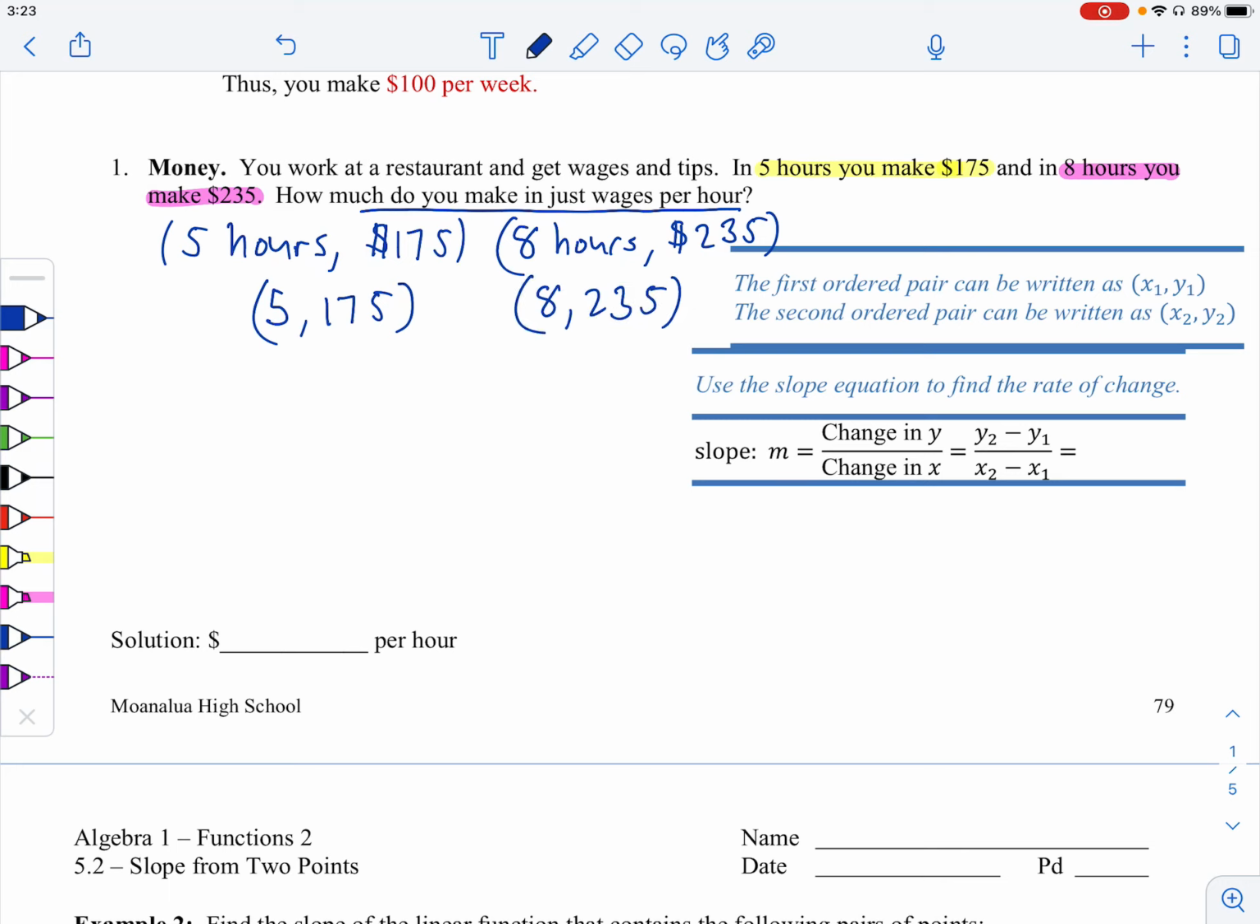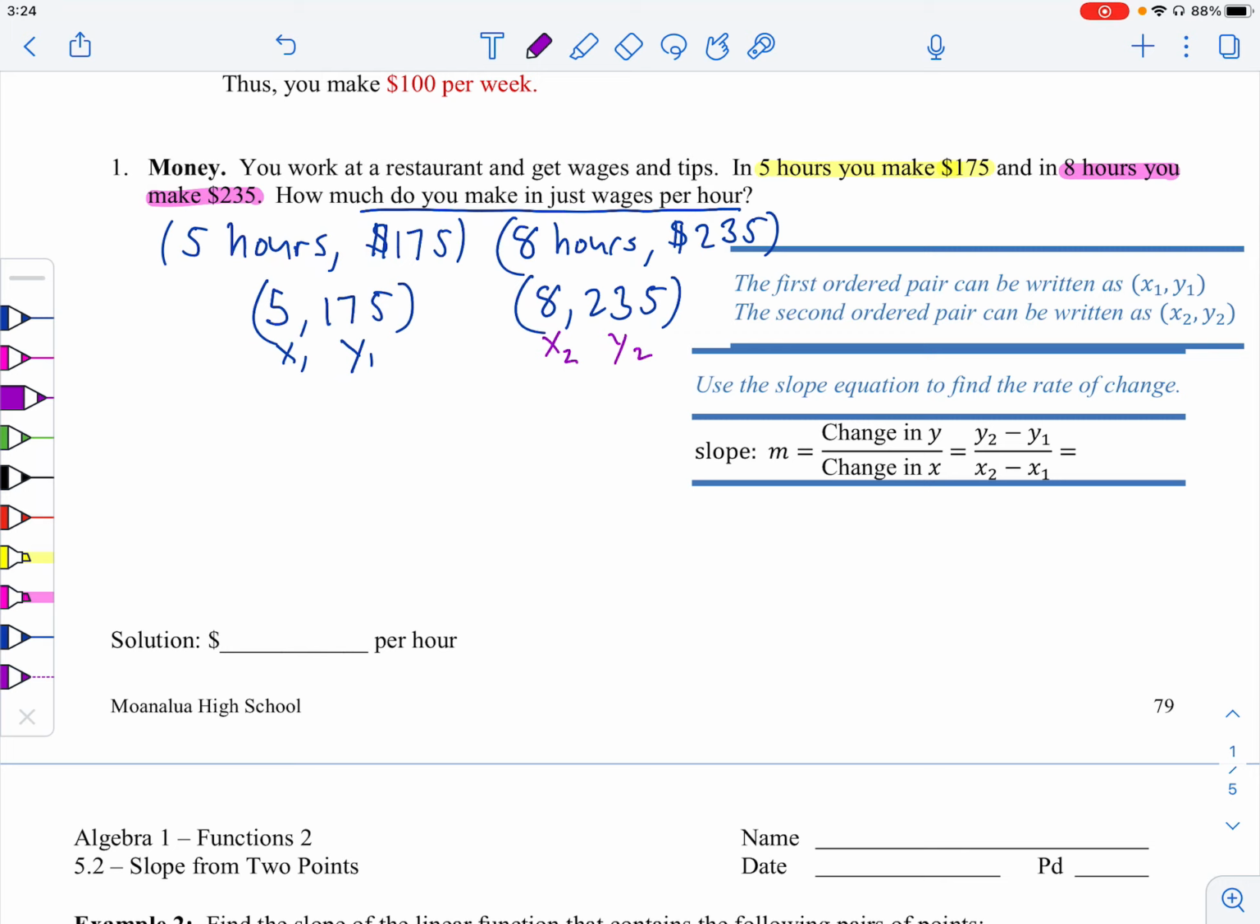So given our 2 ordered pairs, right, we can label these. We can use x1, y1 for our first point, right? First point is 1s. Our second point, so we have x2, y2. So we're just going to label that. So we have x1, y1 for our first point. Now we got x2, y2 for our second point.